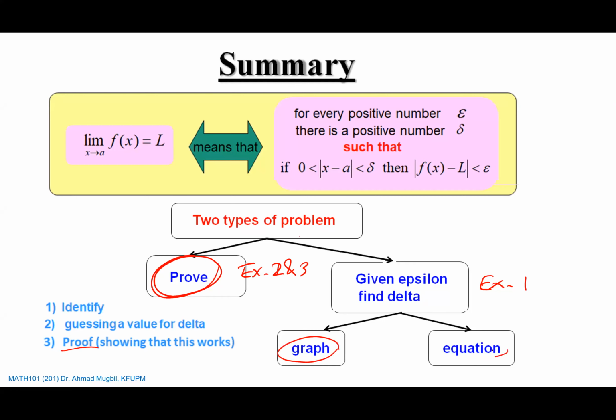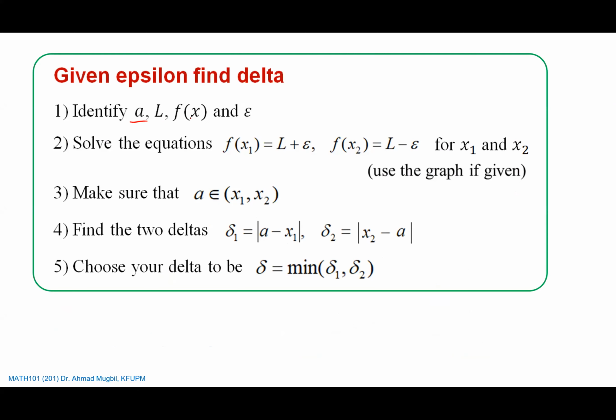Do you have a graph or do you have an equation? If you have a graph and everything is clear on the graph, you can solve it. If you have the equation, you should follow these steps. You need to identify your L, your F, your epsilon, and after that, you need to solve the equation for both values of the function, y equals L plus epsilon and L minus epsilon. Then solve for x. Find x1 and x2. You can use the graph if it is given. Your A must be between them, make sure about that. Your delta 1 and delta 2 will be the distances between x2, x1 and A. Choose delta to be the minimum one, and remember that this value is the greatest one, so delta could be less than that value.